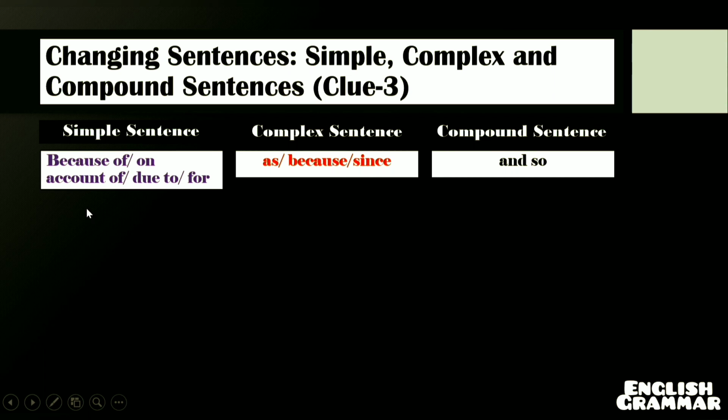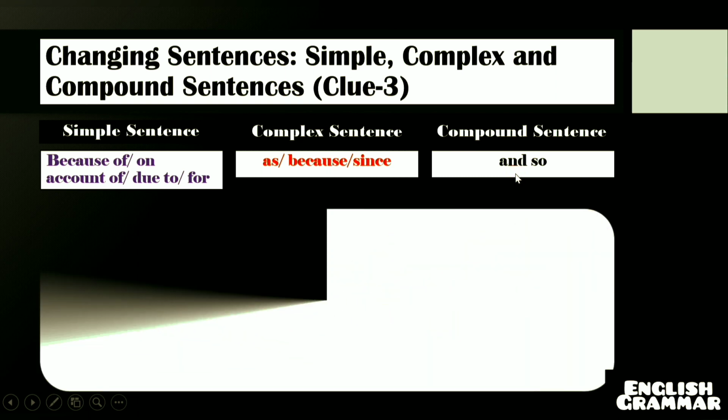Clue 3. There are some simple sentences which express reason, and in that kind of sentences you may find some clues. These are "because of," "on account of," "due to," or "for." If you want to make them into complex sentences, you need to use some sentence connectors, or you can say subordinating conjunctions. These are "as," "because," and "since." And if you want to transform them into a compound sentence, you need to use a coordinating conjunction, which is "and." Let's see some examples.